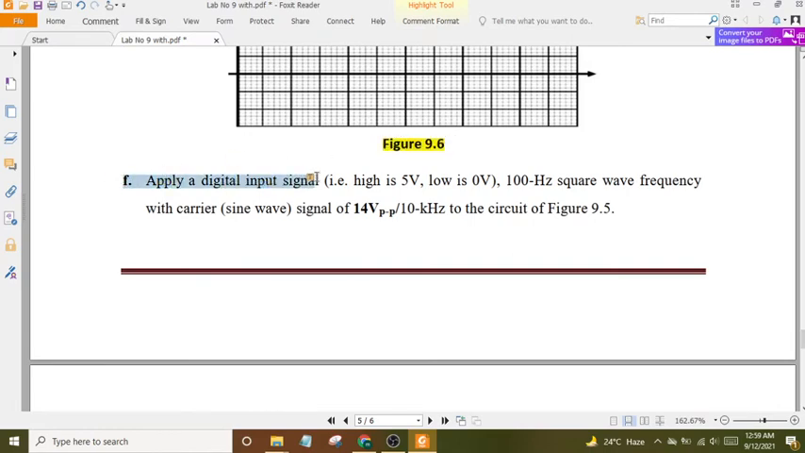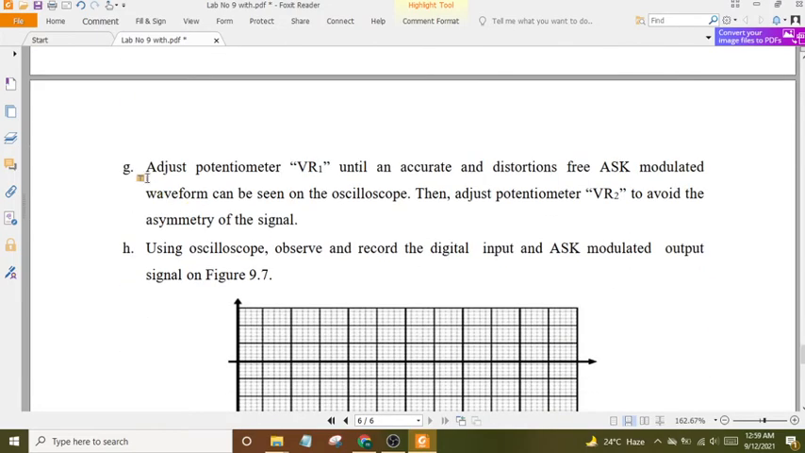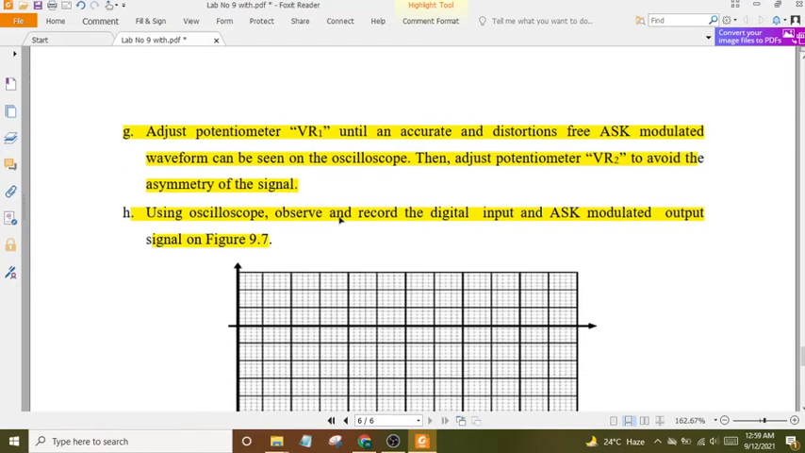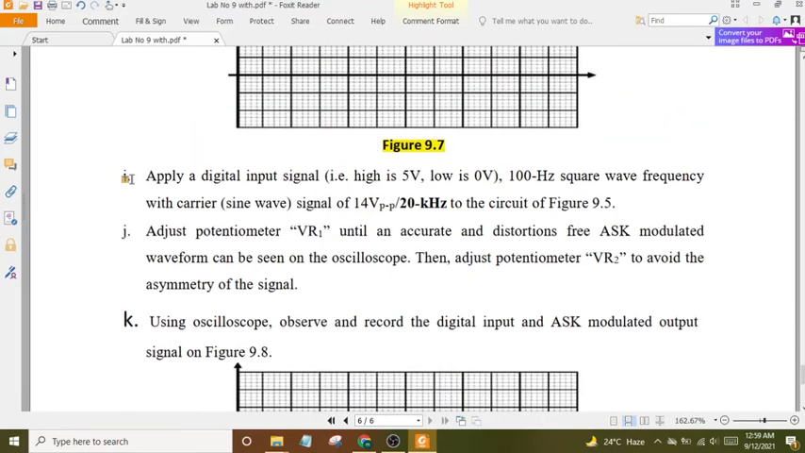F. Apply a digital input signal, i.e. highest 5V, lowest 0V, 100 Hz square wave frequency, with a carrier sine wave signal of 14 Vpp, 10 kHz to the circuit of Figure 9.5. G. Adjust potentiometer VR1 until an accurate and distortion-free BASK modulated waveform can be seen on the oscilloscope. Then adjust potentiometer VR2 to avoid the asymmetry of the output signal. H. Using the oscilloscope, observe and record the digital input and BASK modulated output signal in Figure 9.7.